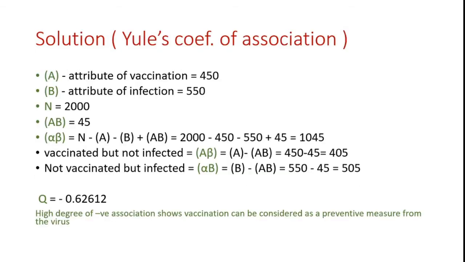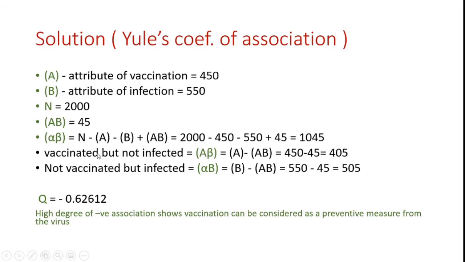And we derived the value of alpha beta, frequency of alpha beta, 1045. Similarly, vaccinated but not infected is A beta. So A minus AB, that is 405. If you see, vaccinated but not infected, A beta, similarly, A is vaccinated, B is people infected, so beta is obviously not infected, so it is A minus AB, 405, and so on. So that's the calculation part.